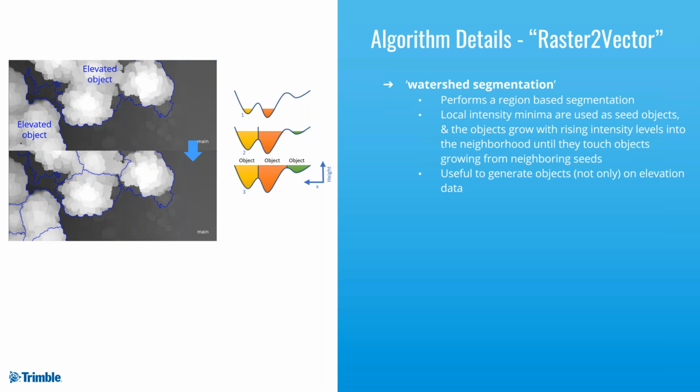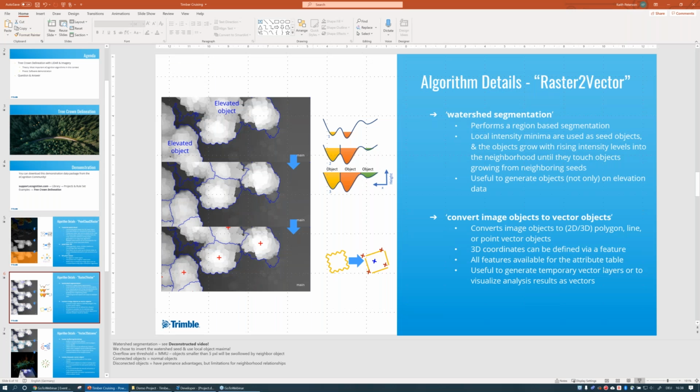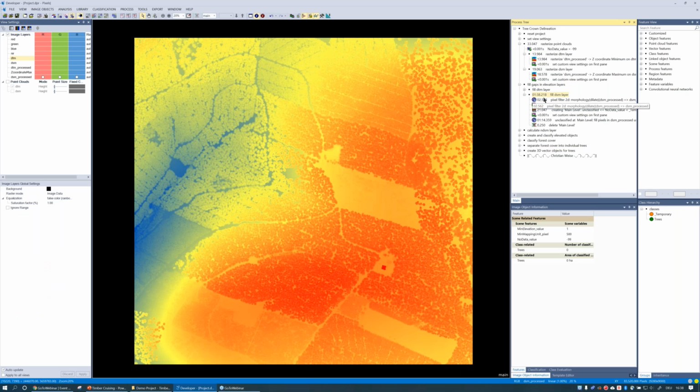It's very useful running on elevation data, but not only elevation data. You can also look at data where you have a strong contrast in light and dark, say in one of your bands. Okay. So how does this work in eCognition? We'll jump back in. My DSM layer has been created. Looks pretty nice here. We'll fold that up.